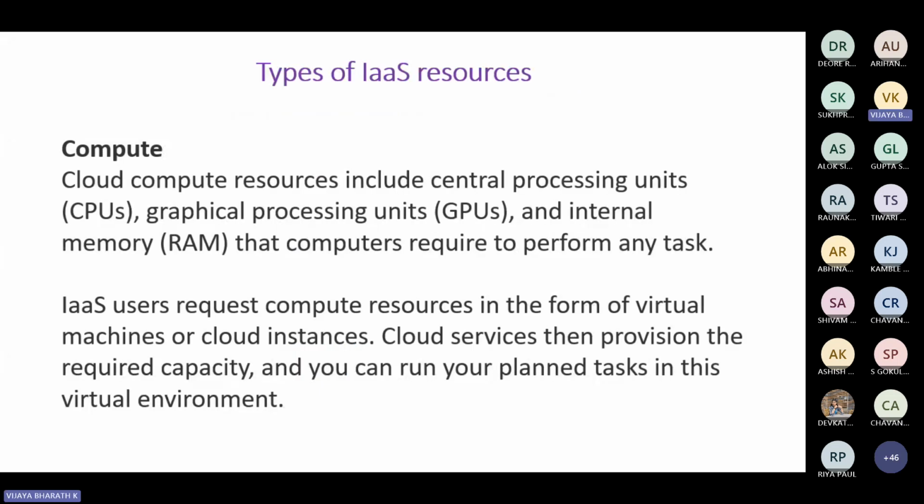Types of infrastructure as a service resources. You could see cloud compute resources, which include CPU, graphics, and RAM. Compute itself is a combination of RAM and CPU. They provide resources in terms of virtual machines or cloud instances, and also in terms of capacity, like what kind of capacity you need: a 2 core with 8 GB, or 4 core with 16 GB, like that.